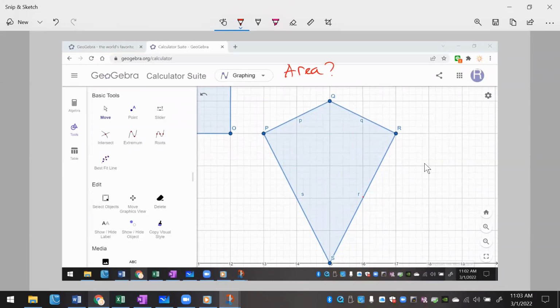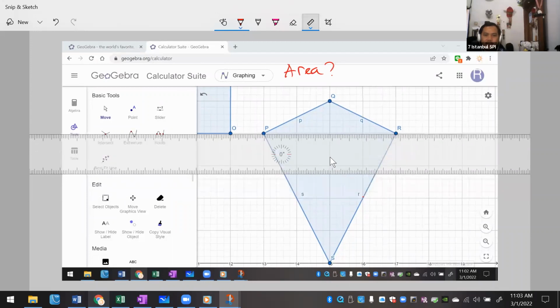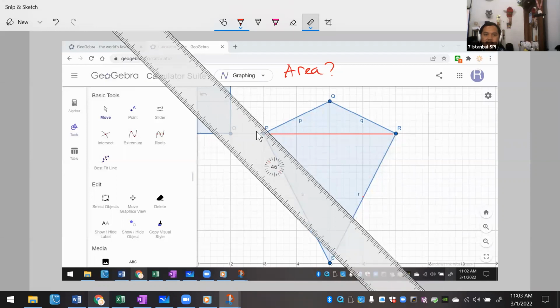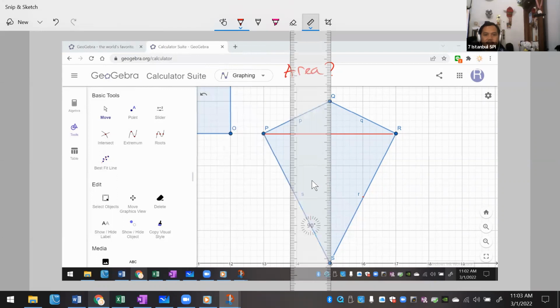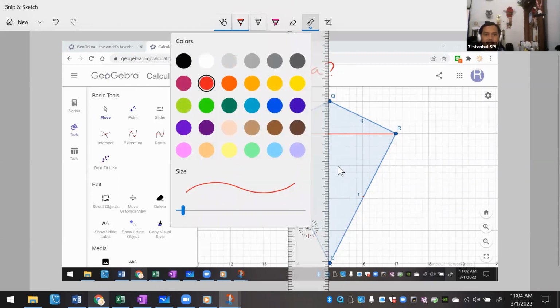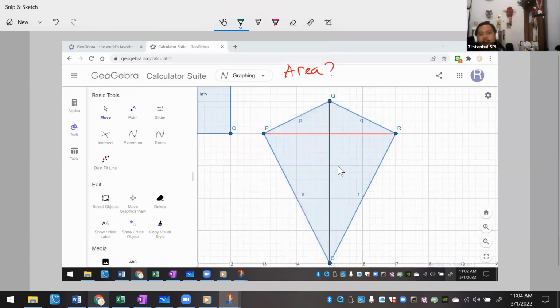Gimana ya? Saya kasih bantuan garis, guys. I'm gonna help you with 2 lines here. Okay, here we go. This is the first line. The other line that I'm gonna make is this guy over here. So this is the 2 lines that we're going to use to calculate the area of the shape. What do you think those 2 lines are for?